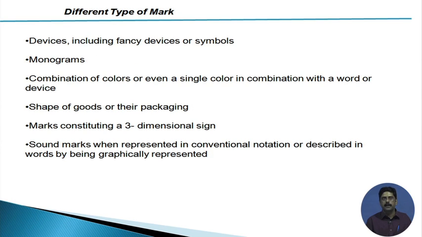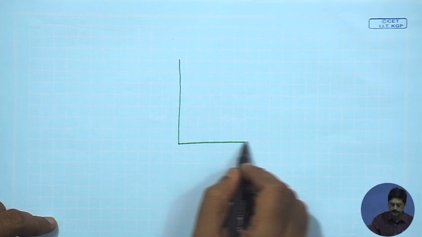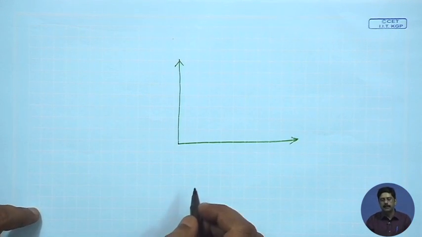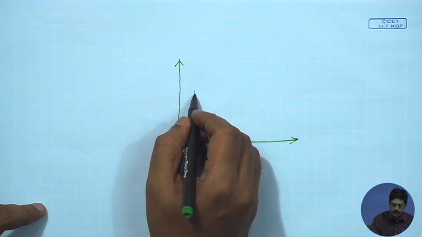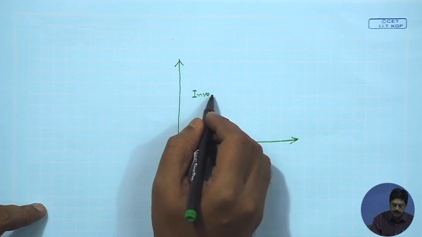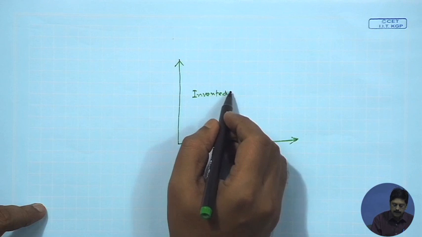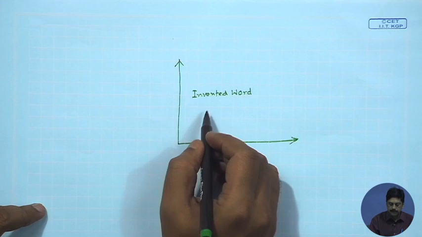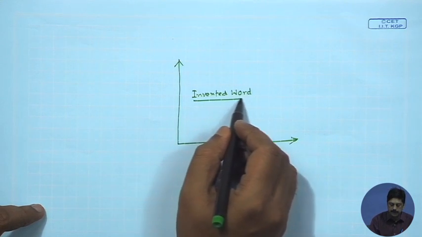Now, different types of marks, devices. One important parameter I should discuss, as you are technical graduates: the different types of word marks. Just like the word can be an invented word. What do you mean by an invented word? That word does not have any meaning.